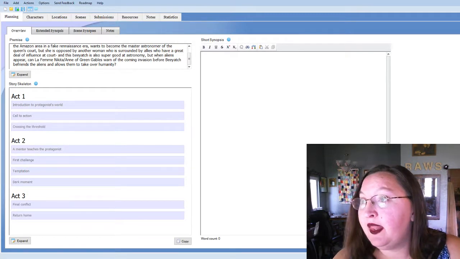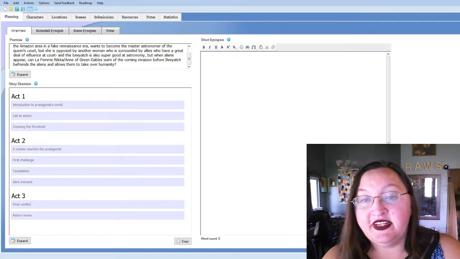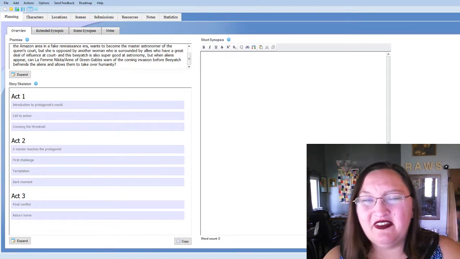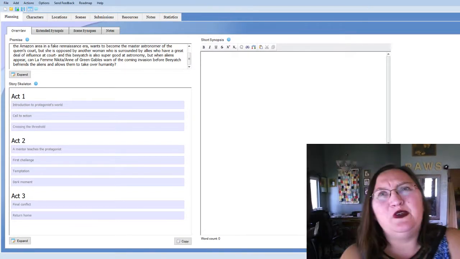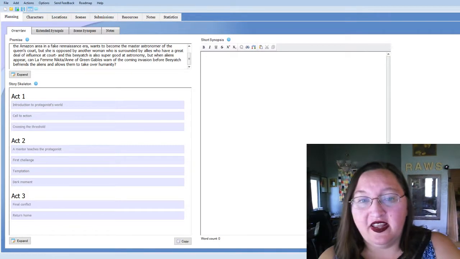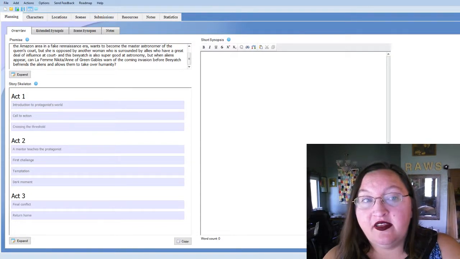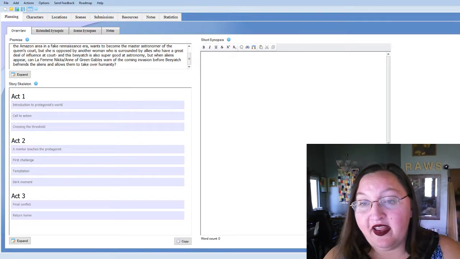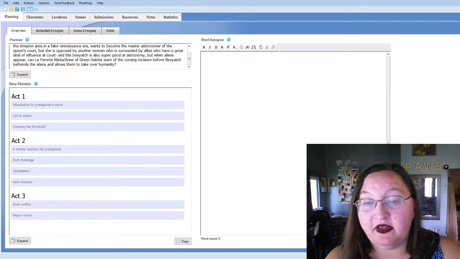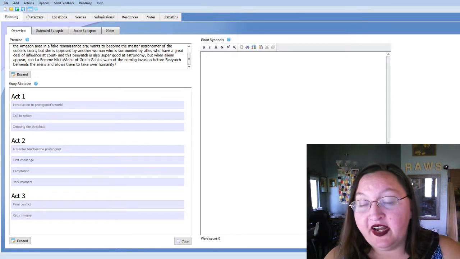Protag is studying for the test to become master astronomer. That sounds too much like school and less like courtly intrigue. So protag is sidling up to the queen by becoming her lady in waiting and boning up on astronomy as she goes. We see her hanging out with her friends, scheming and messing around as she plays with astronomy, as it is her deep passion.